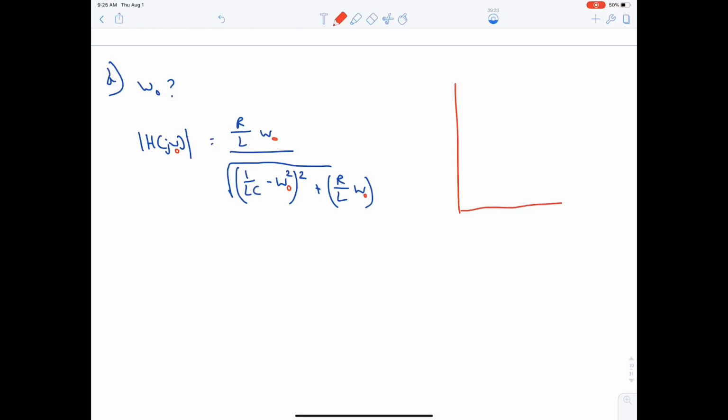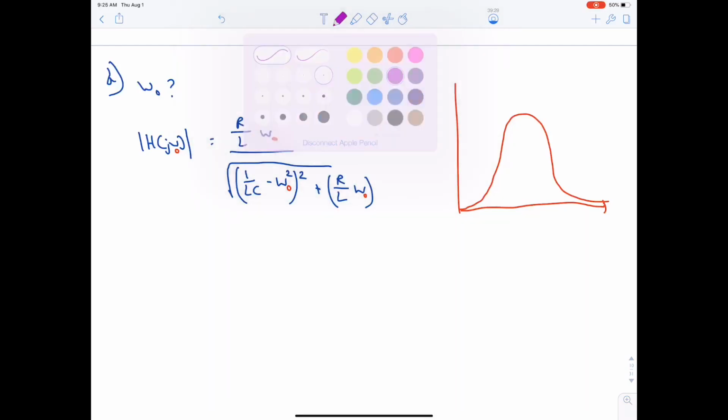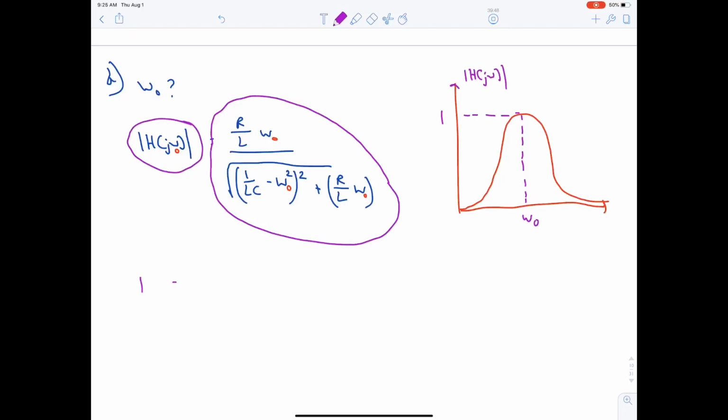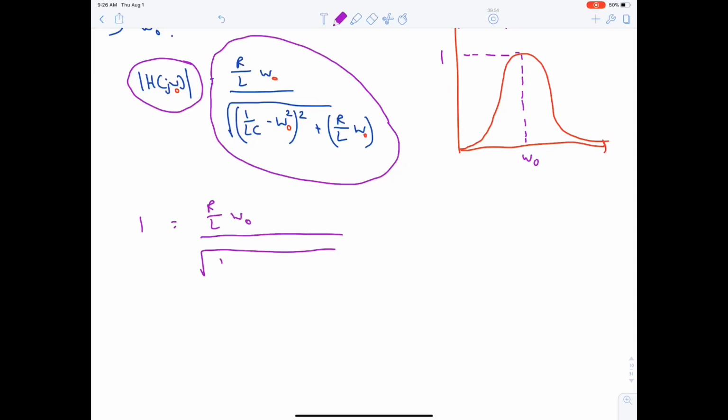Now let's draw the magnitude of the bandpass. That's the magnitude of the bandpass. Where's omega naught? Omega naught is in the middle here. At omega naught, what is the magnitude? It is 1, correct? So if we want to find omega naught, then the magnitude is 1. So this is 1 equal to the rest of the equation: 1 over LC minus omega naught squared, entire thing squared, plus (R over L omega naught) squared. Here I forgot a square.